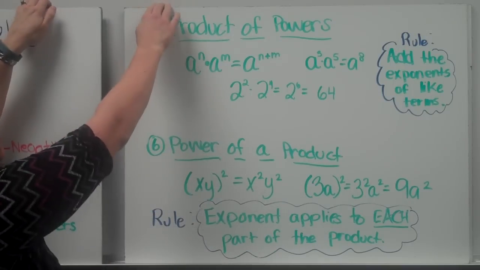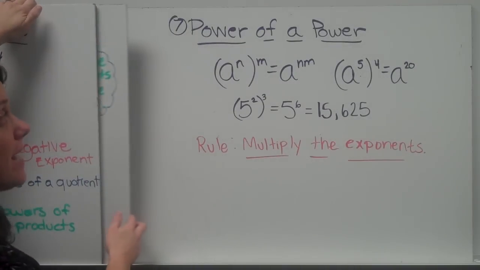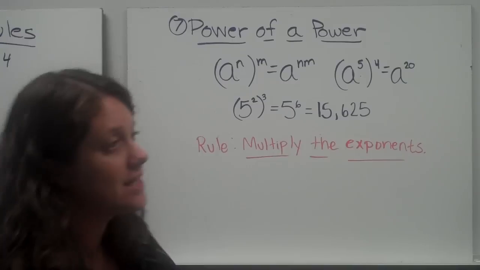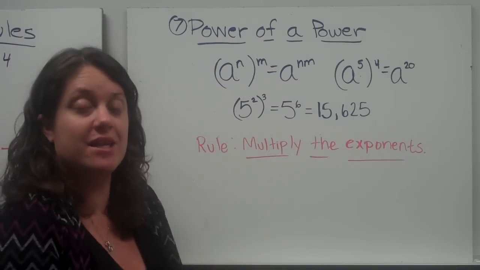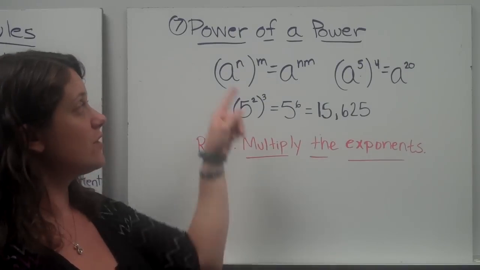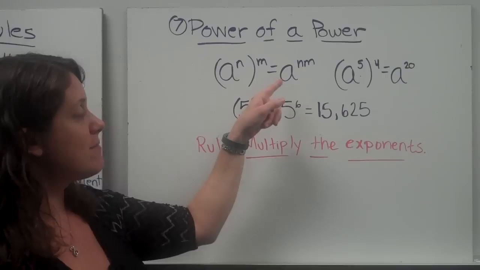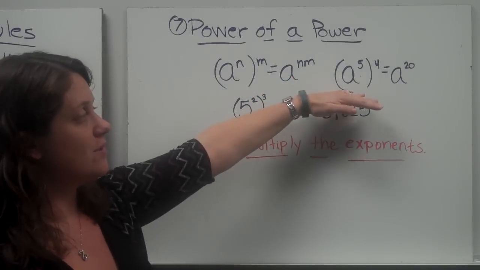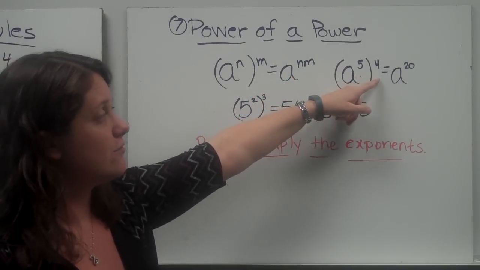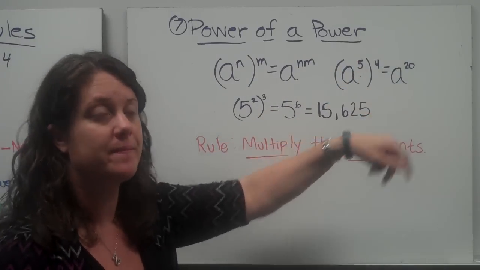All right, so if you remember, the last rule is a power of a power. Okay, so a power of a power. You have something raised to a power, and that is then raised to another power. So for example, if you have a to the n raised to the m, that makes it a to the n times m. In an example here, a to the 5th raised to the 4th is a to the 20th. I multiply 5 times 4.